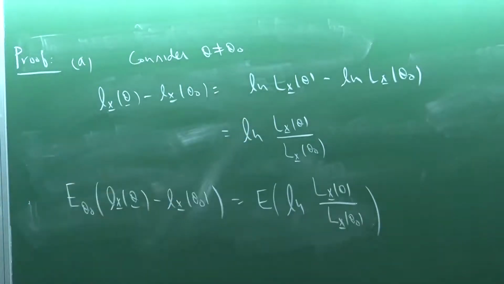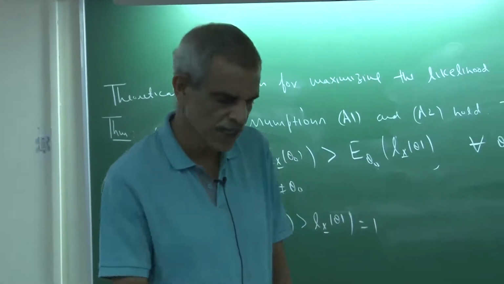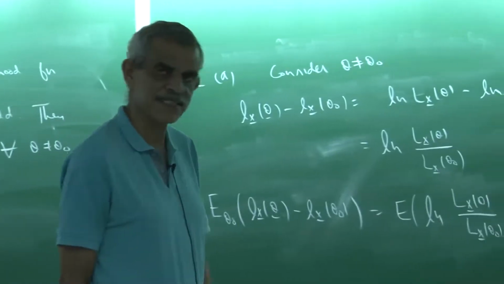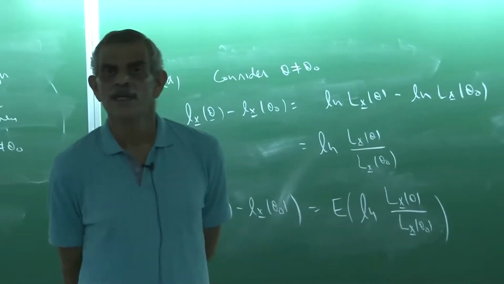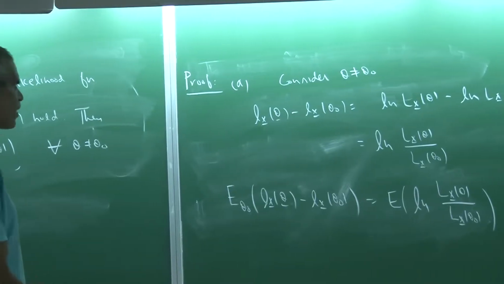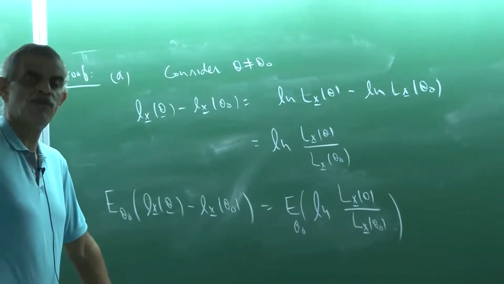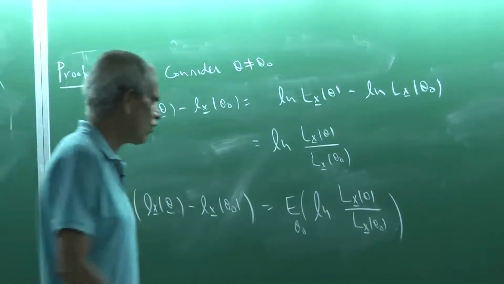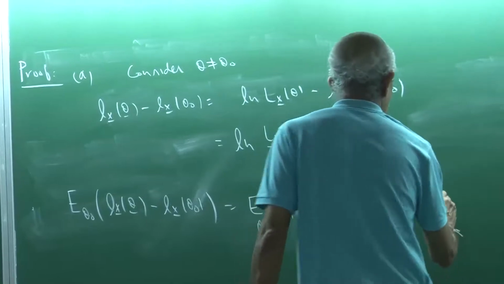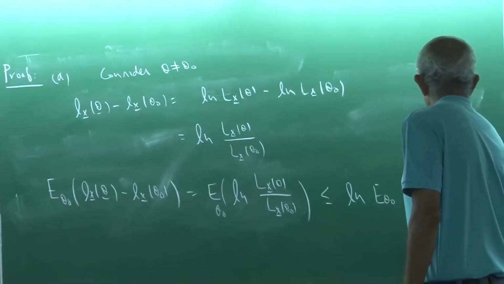Now log is coming, so I can think of using some standard inequality. Log is a concave function, or minus log is a convex function, because if you take the second derivative of log x for x positive, it turns out to be minus 1 upon x squared, which is negative. And if the second derivative is negative, then the function is concave. If a function is concave, then the expected value of h(X) is less than or equal to h of the expected value of X. So this would always be less than or equal to log of E θ0 of L(x, θ) by L(x, θ0).